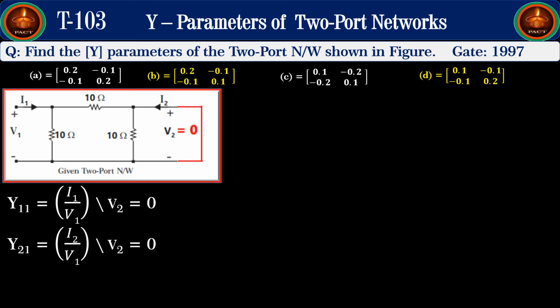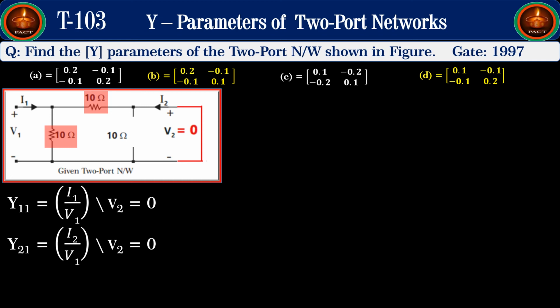Now you see that once V2 is equal to 0, this 10 ohm resistance is short circuited, voltage across that is 0, current flowing through that is 0, and so we can consider this to be open. In effect, you see that these two 10 ohm resistances are in parallel.